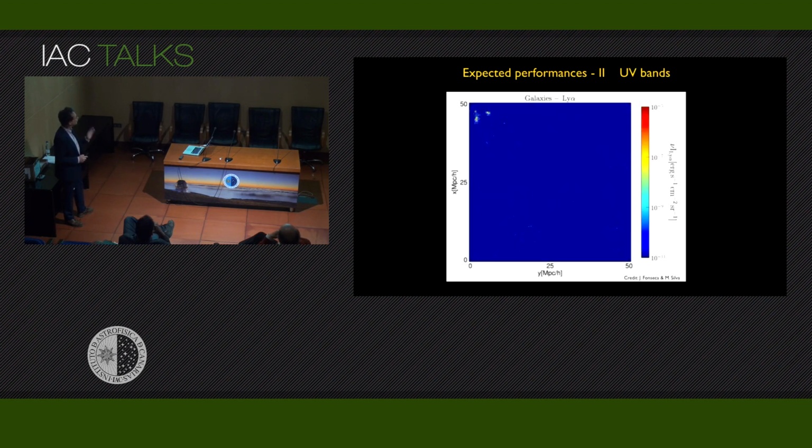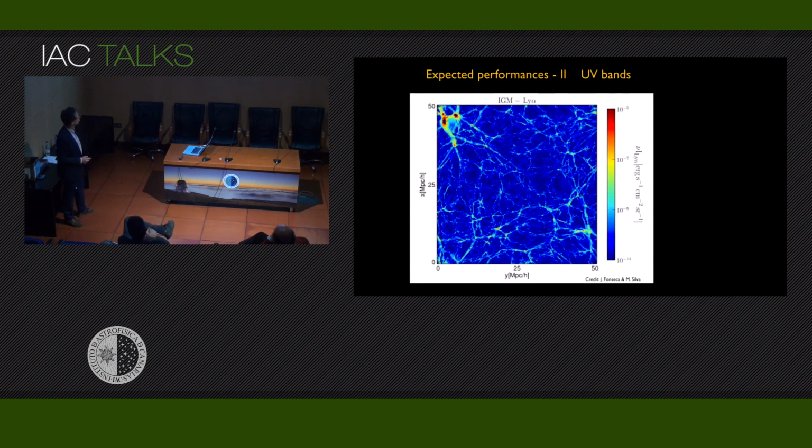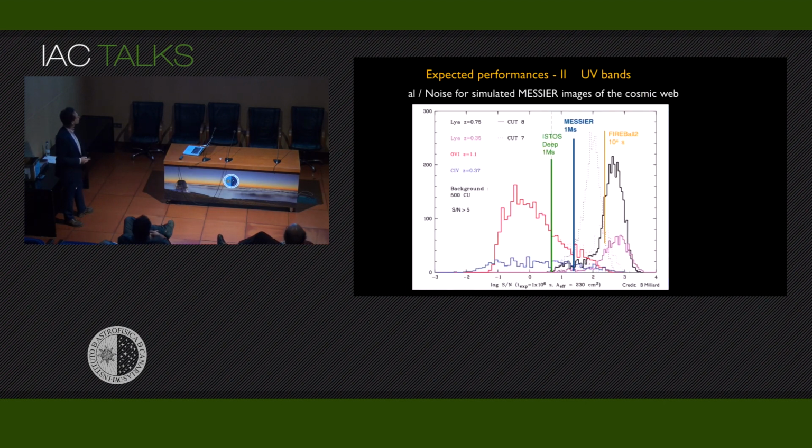This is again undoable from the ground. In Lyman-alpha, in the UV, yes, we see the blobs of Lyman-alpha, but also the filaments of the cosmic web. It has been designed for this. And these are simulations using the throughputs from MESSIER. So again, on scales of dozens of megaparsecs, you will see Lyman-alpha shining as expected.